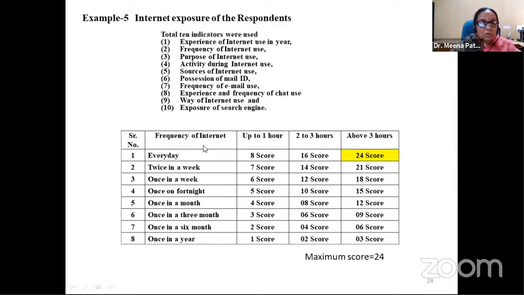Now how will it score? Up to 1 hour, 2 to 3 hours, above 3 hours. As there are 8 categories and 3 continuum, the maximum score will be 8 into 3, that is 24 score.